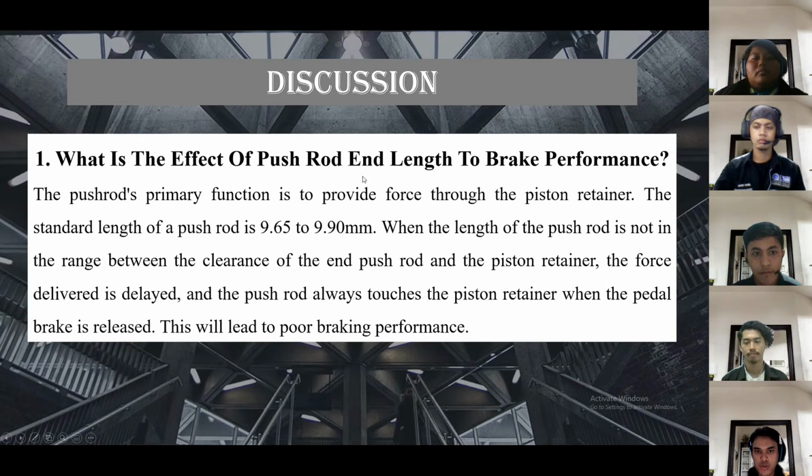What is the effect of push rod end length on brake performance? The push rod's primary function is to provide force through the piston retainer. The standard length of a push rod is 9.65 to 9.90 mm. When the length of the push rod is not in the range, the clearance between the end of the push rod and the piston retainer is off, the force delivered is delayed, and the push rod always touches the piston retainer when the brake pedal is released. This will lead to poor braking performance.